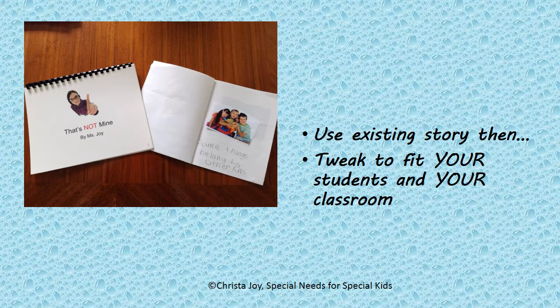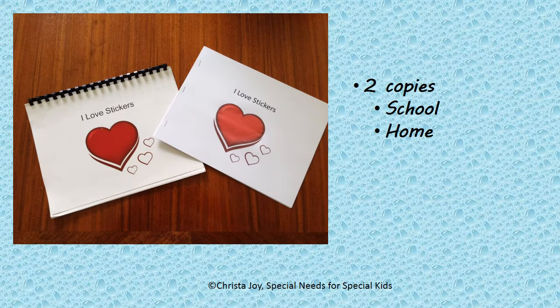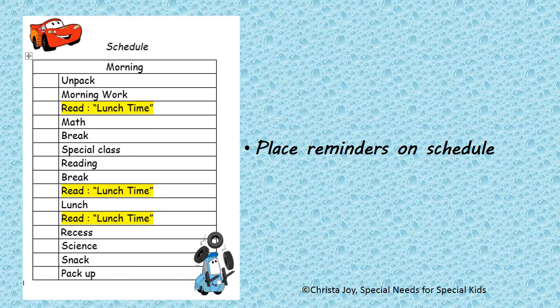These stories often need to be tweaked to match the exact situation your student may be experiencing. Once the story seems to fit your particular situation, you should print 2 copies. One copy stays at school, and the other copy should go home so the parents can practice reading it with their child. The story should be read fairly frequently in the beginning, especially during times when the student is calm and engaged. In addition, it should be read just before the time the behavior is most likely to occur.